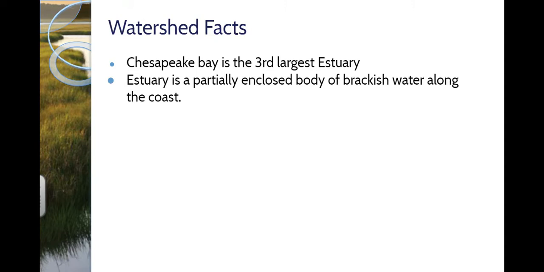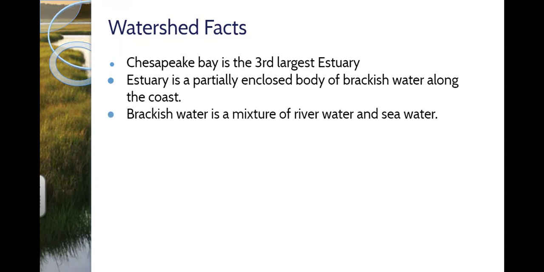Brackish water is a mixture of river water and seawater. Well, how could it be a mixture? Because the river water runs into the Chesapeake Bay, and the Chesapeake Bay flows out into the Atlantic Ocean, which is seawater. Okay?